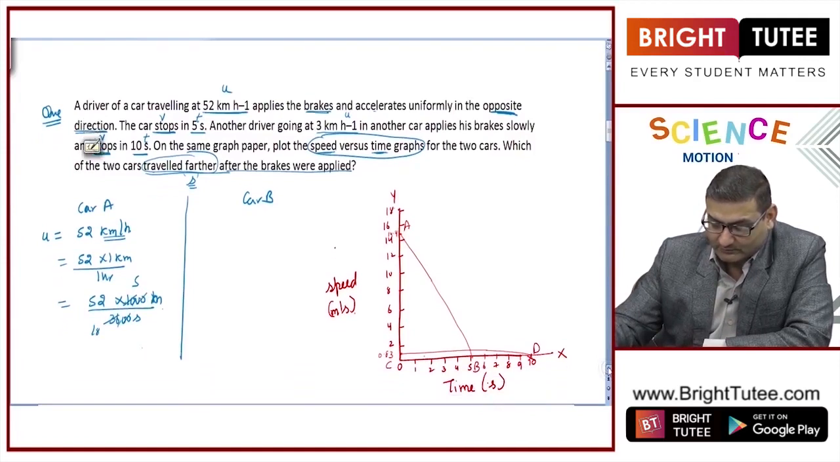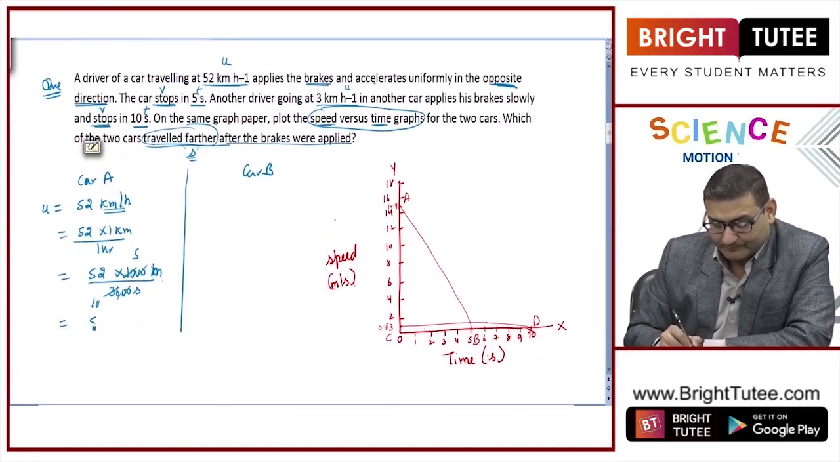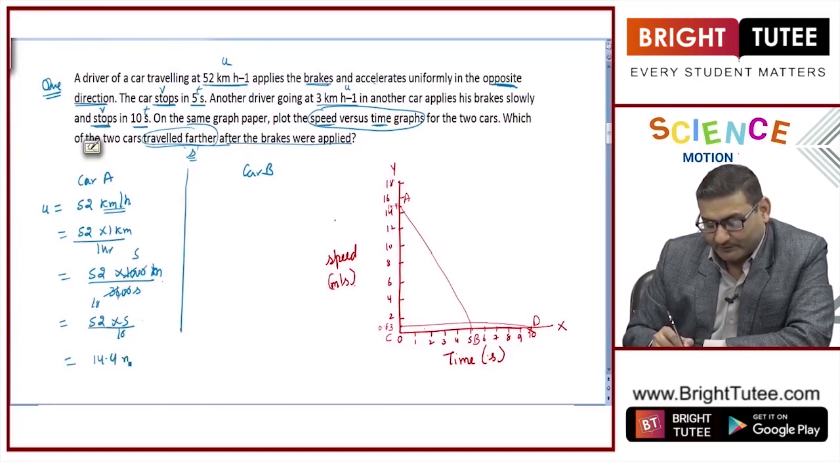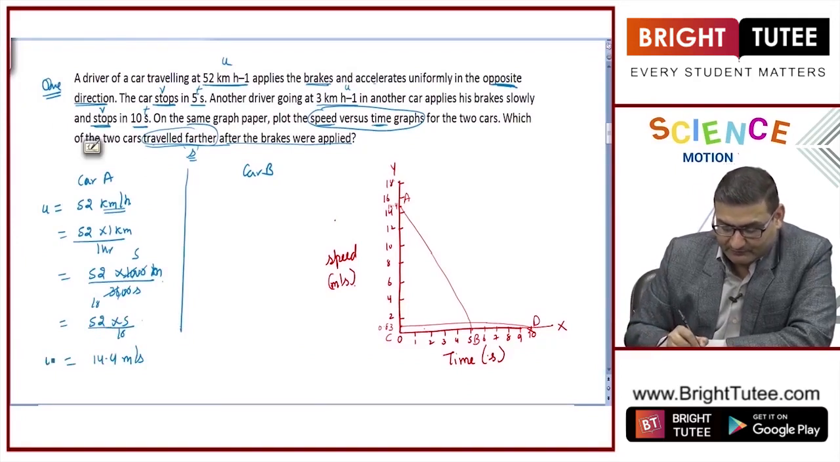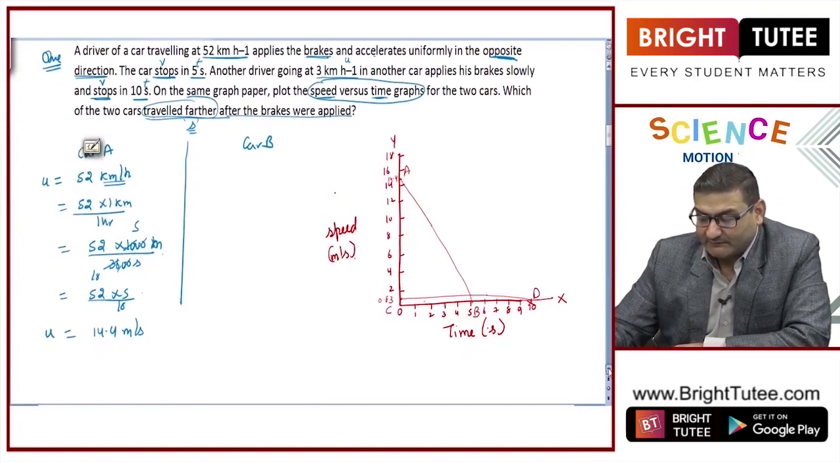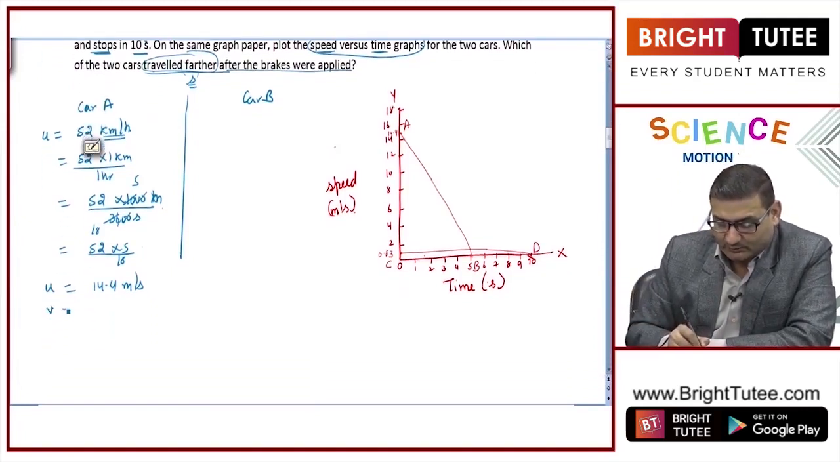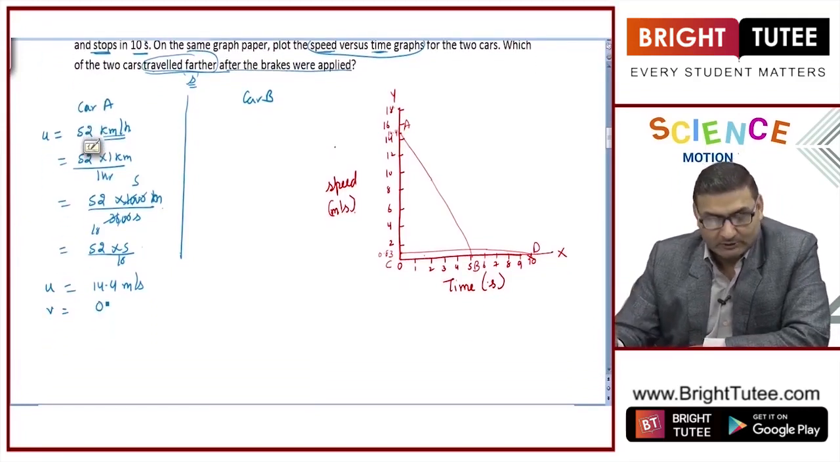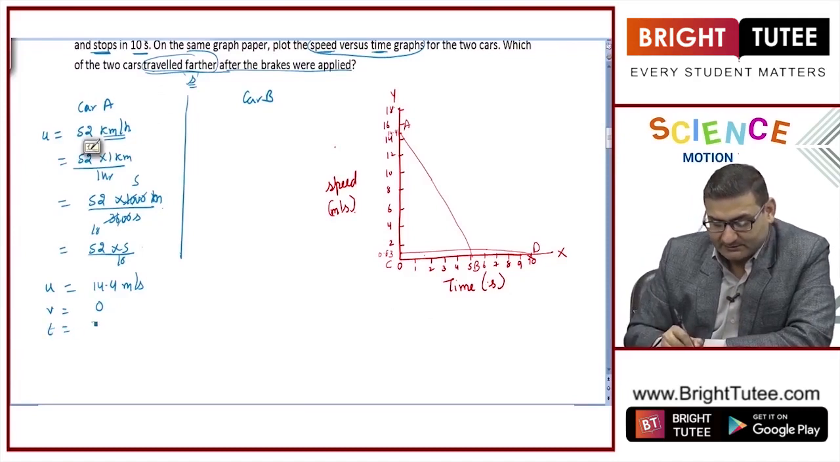So this comes out to be 52 multiplied by 5 upon 18, or it will be equal to 14.4 meter per second. This is the initial velocity of car A. The final velocity is given to us to be 0 because it stops, and the time is 5 seconds.